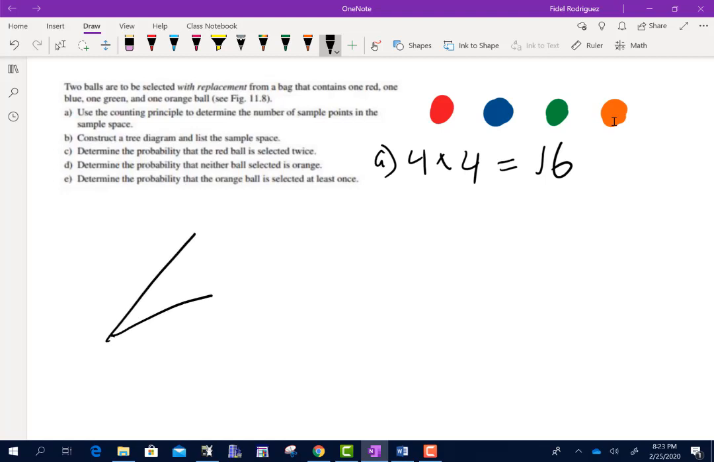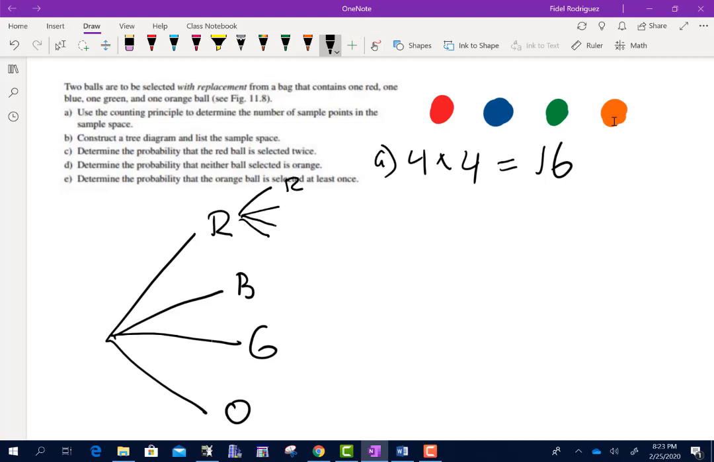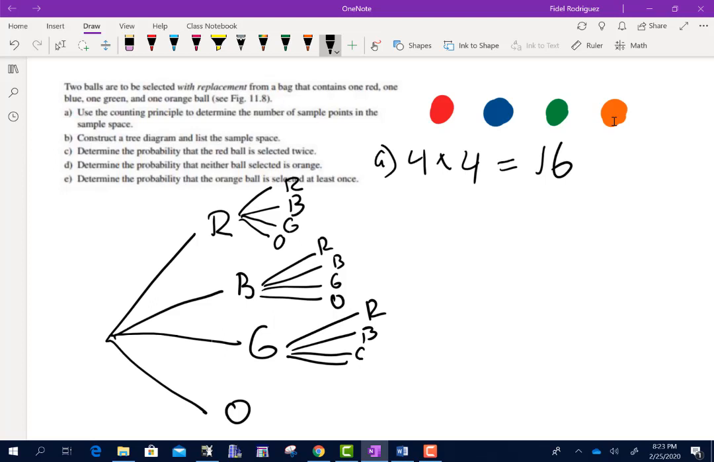Okay, so we have 4 options the first time. Okay, so we can pick either red, blue, green, or orange. And then the next time we do this, we still have 4 choices. We can still pick red, blue, green, or orange, for each of the first choices, right? Okay.